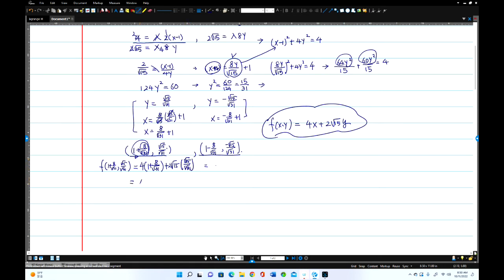So this one equals 4 plus 32 over √31, plus 2 times 15, which is 30 over √31. So it equals how much? 4 plus 62 over √31. Okay.